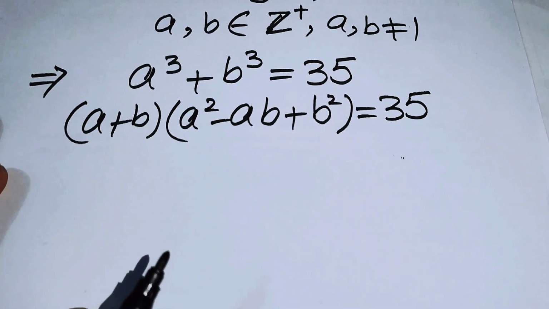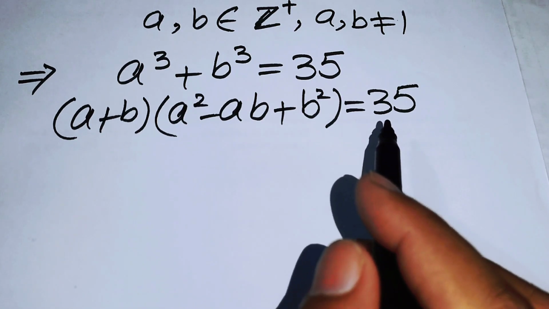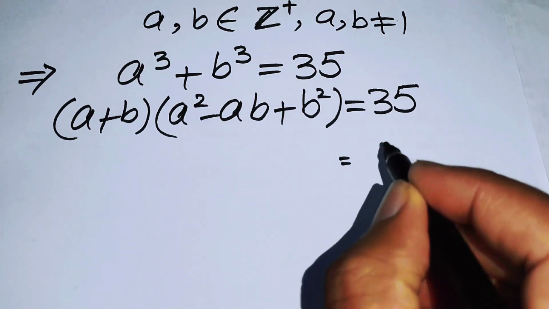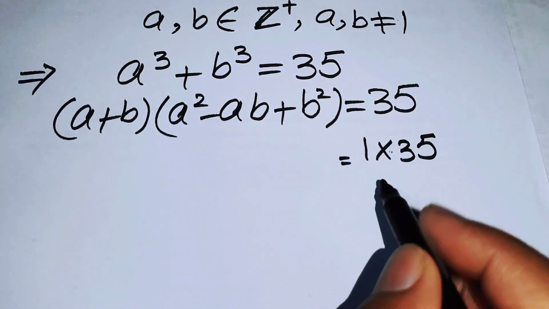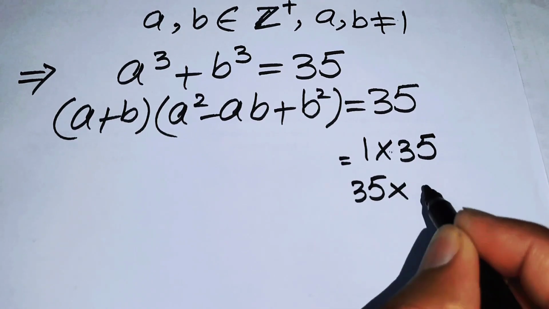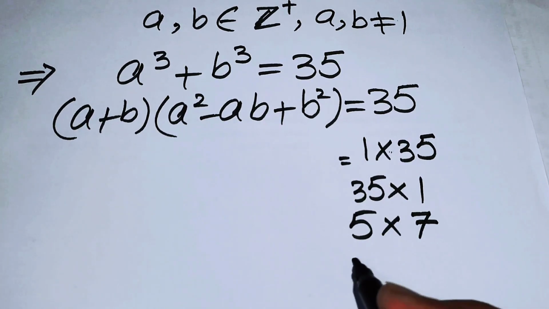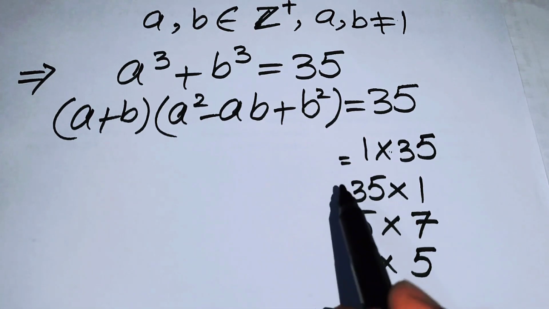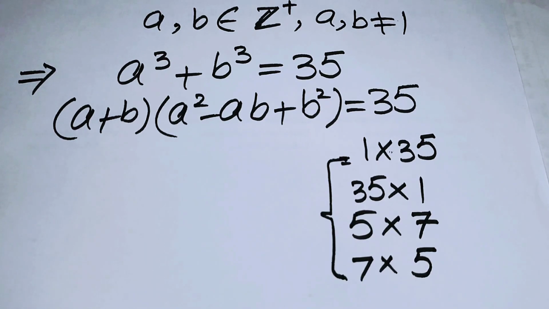And after that, on the right hand side you can focus, here we have 35, and we can make the factors of 35. So these factors are 1 times 35 is 35, as well as 35 times 1 is 35, and 5 times 7 is 35, and 7 times 5 is 35. So here you have these 4 cases which give 35.